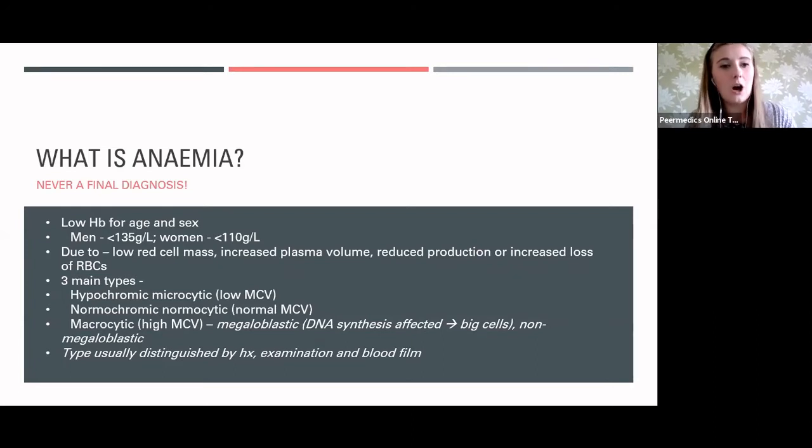And if we're going to distinguish type, obviously they're all presenting kind of similarly. We need to do your history, examination, and blood film. Blood film tends to be the key one. And then if you're confused from the blood film between a few types, that's where you break it down with stuff like hemoglobin electrophoresis and other things like that.